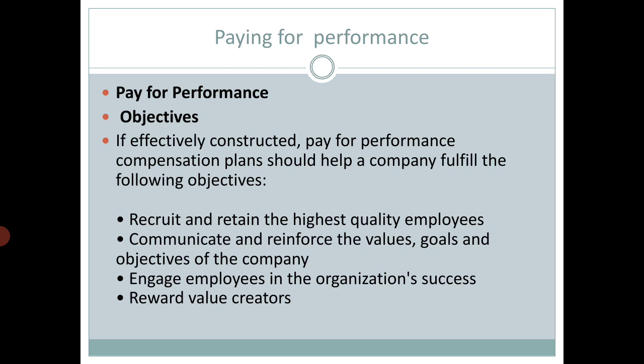So the first objective of the pay for performance scheme or policy is to recruit and retain the highest quality employees. Those people who are highly qualified, who have skills, who are skilled ones, they should be recruited and retained. This is the first objective of pay for performance.